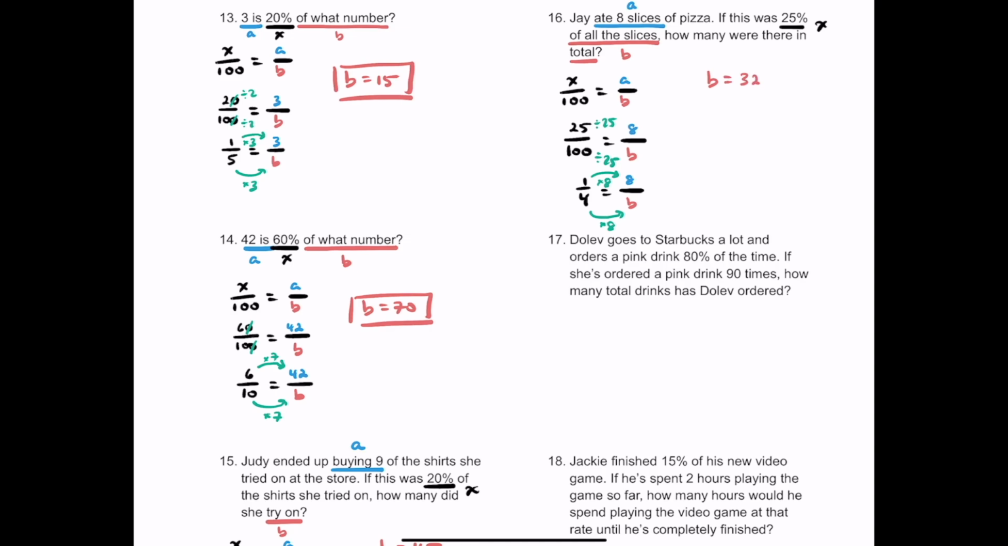Okay, now what does this mean? Well, Jay ate 8 slices, and this was 25%. The question said how many were there in total? There were 32 slices in total. Go ahead and write that. Right, so if he ate 8 out of 32, that's exactly 1/4, percentage-wise, that's going to be 32%. Sorry, 25%. The total is 32 slices, though, if he ate 8 of them.